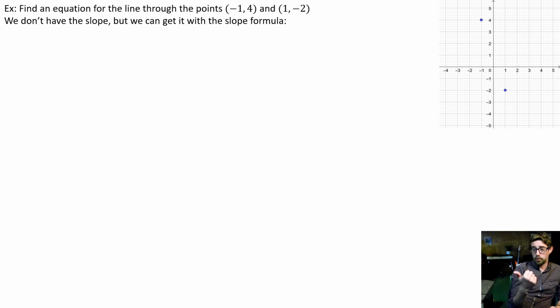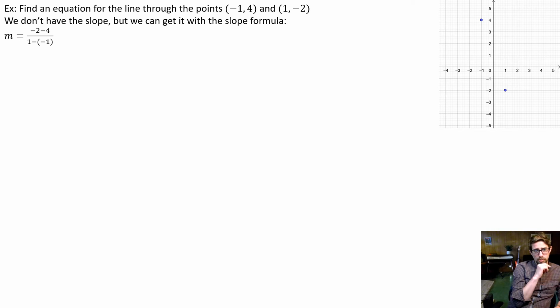So first we need the slope between those 2 points. We can't use point slope form yet because we don't have the slope. So use m equals y2 minus y1 over x2 minus x1. Like that. So -2 minus 4 over 1 minus -1. And remember, if you flipped them around and did 4 minus -2 over -1 minus 1, you would get the same exact number. So there's no rule that says which point to use.